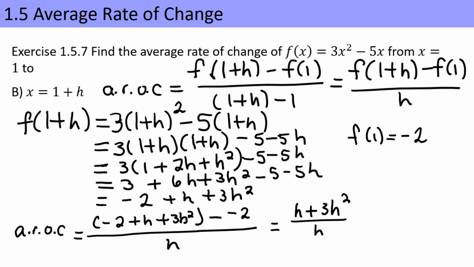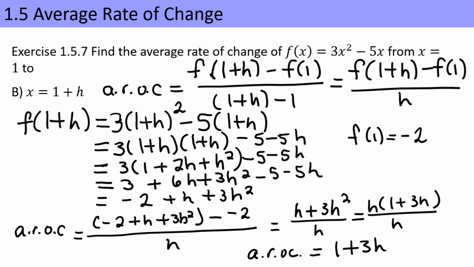We have a common factor in the numerator. Factor out the h. So h times the quantity 1 plus 3h divided by h. Those h's cancel, and we finally get the simplified version, which is the average rate of change from x equals 1 to x equals 1 plus h is 1 plus 3h.